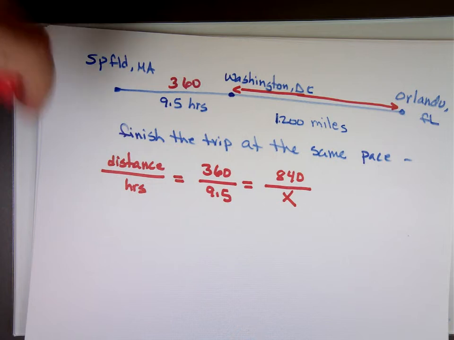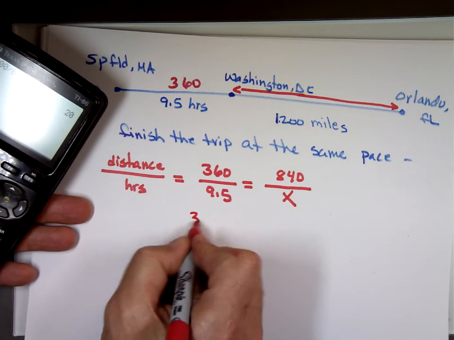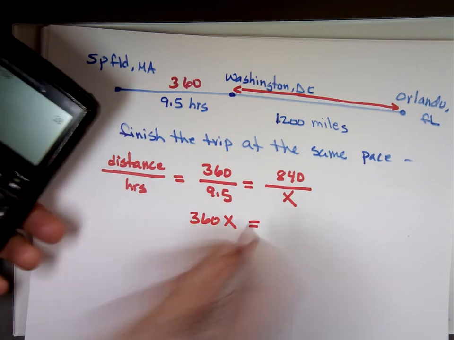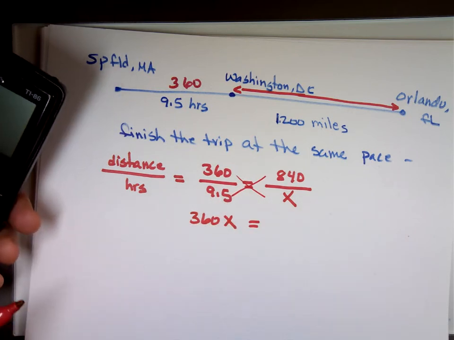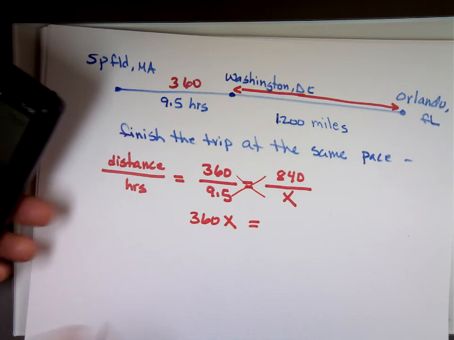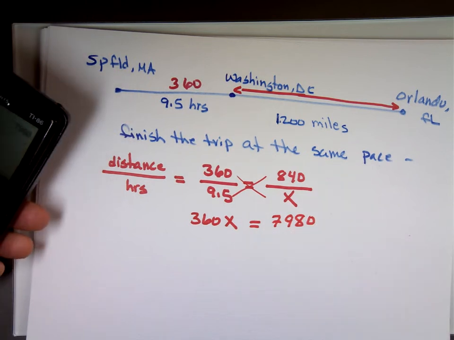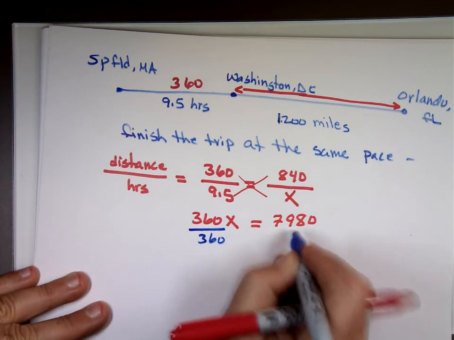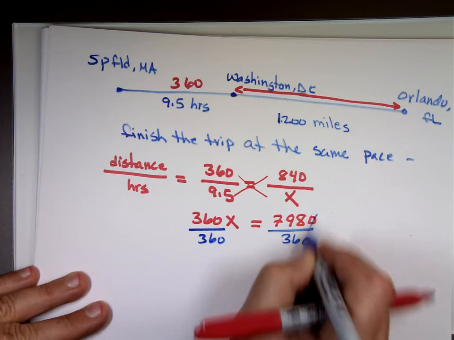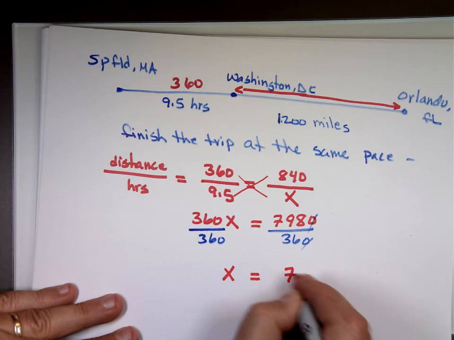So now cross multiply. 360 times x. 360x. 840 times 9.5. 7980. To solve for x now, we're going to divide by what? 360. And notice I can make my life easy by canceling the zeros there. x equals 798 divided by 36.